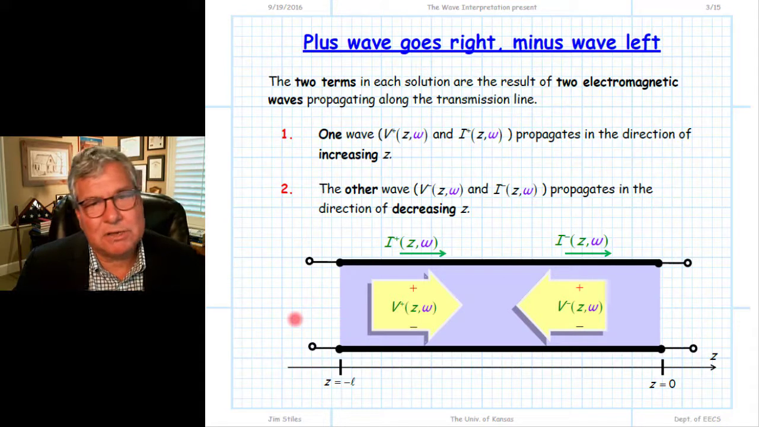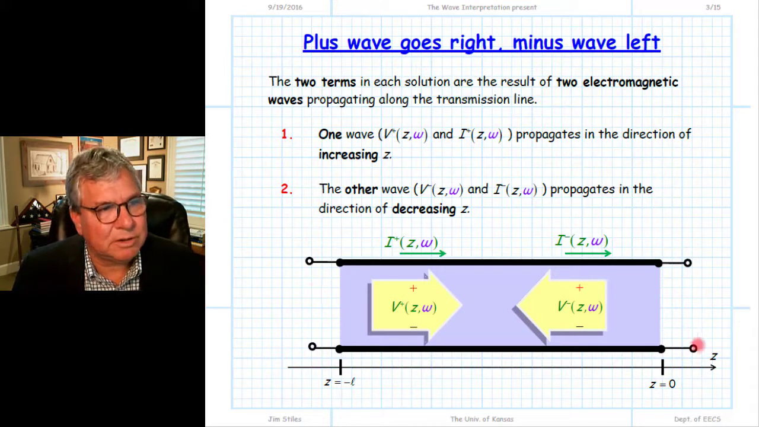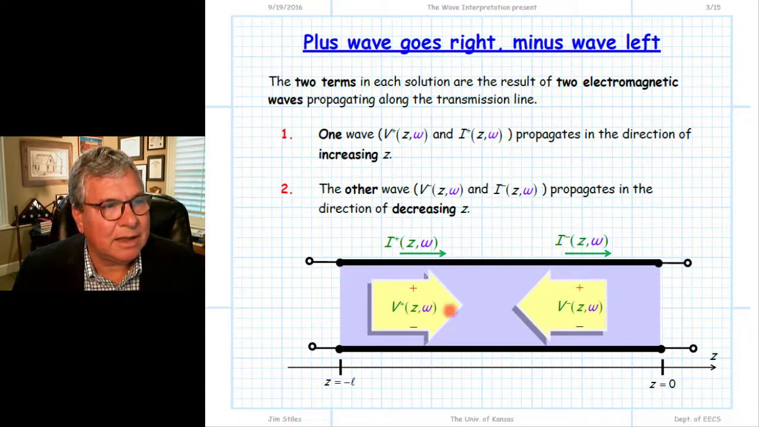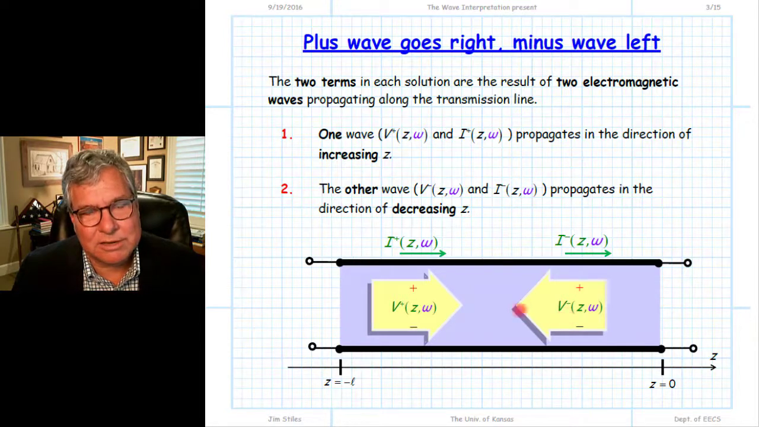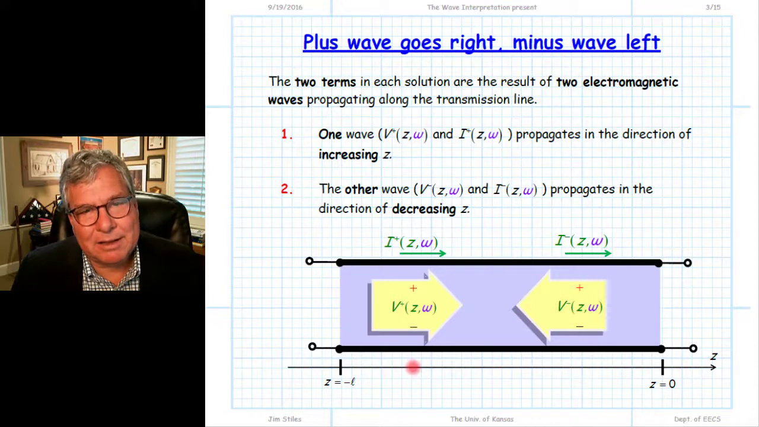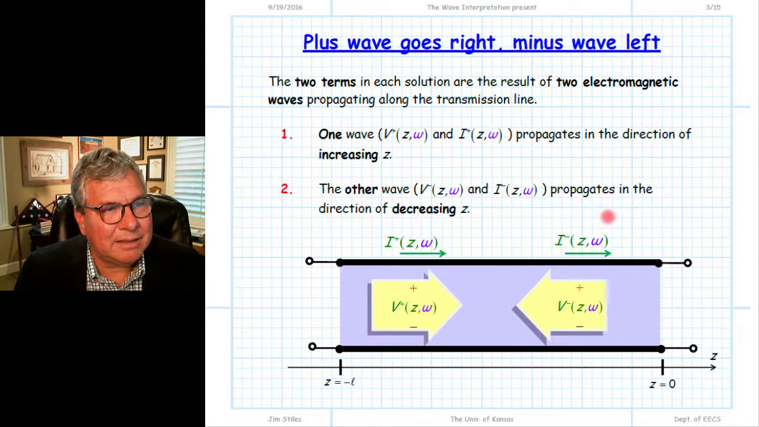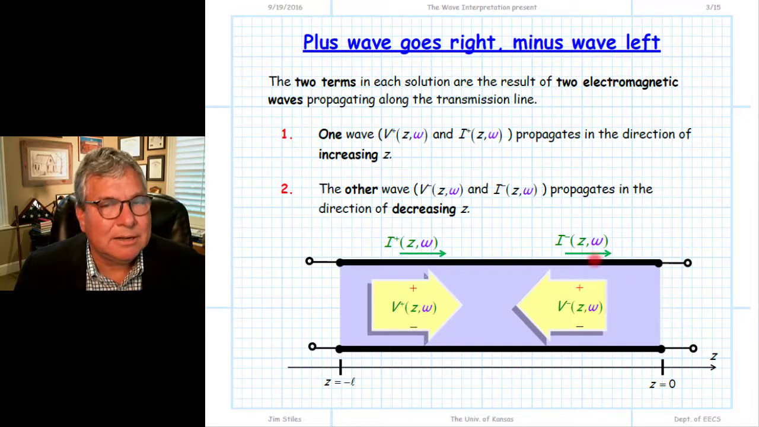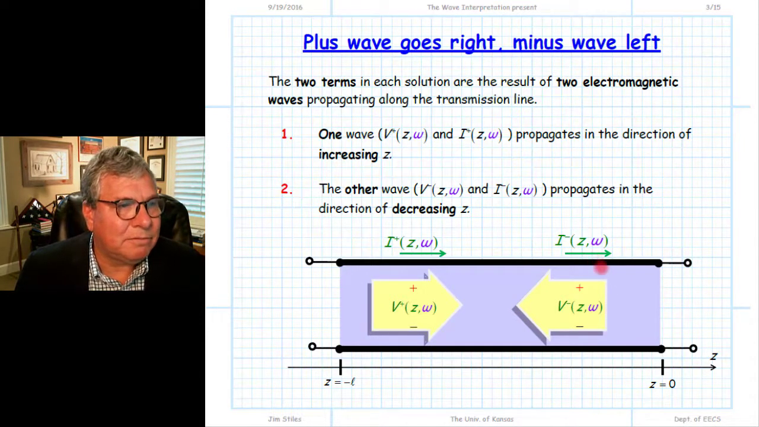So this sometimes causes confusion with students, and I just want to clear this up, make sure you understand this. Even though I've written these things as two separate terms, together, summed together, of course, is the total current, and likewise the total voltage. It's not like the plus wave current and voltage occupy the left side of the transmission line, and the minus wave current and voltage occupy the right side of the transmission line. Nothing could be further from the truth.